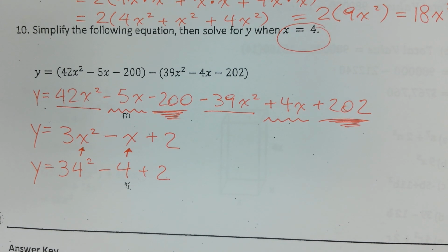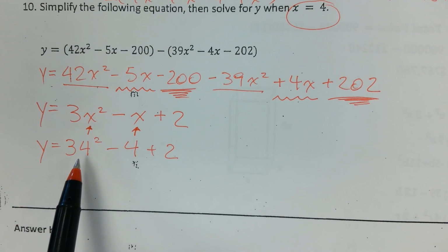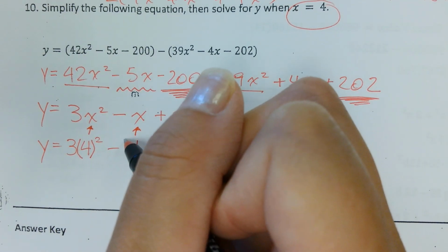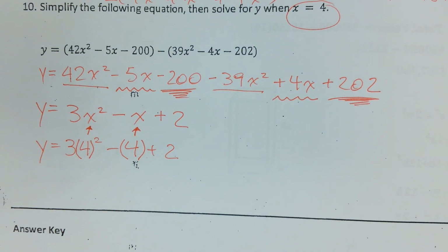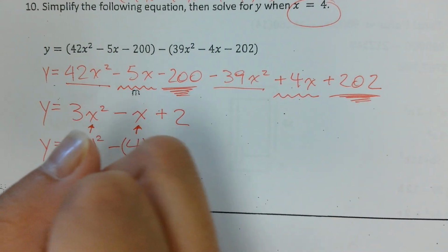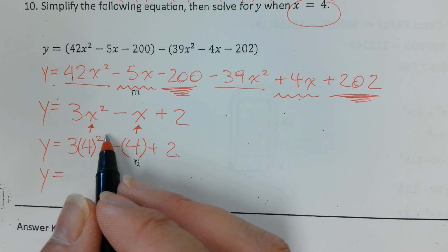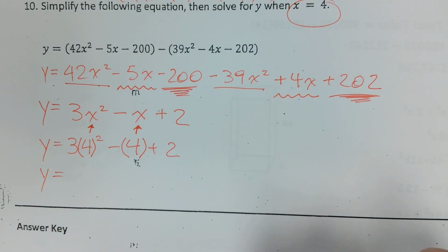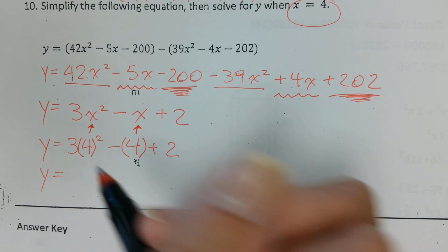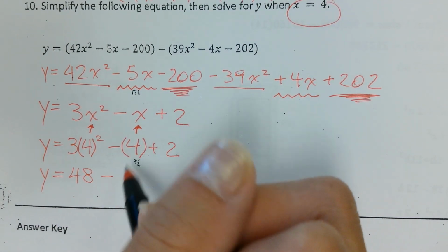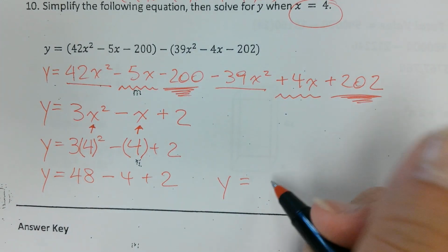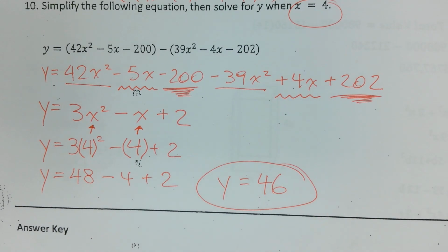But yeah, Mohini. Brackets. Notice here, it looks like 34 squared. Is that what we want? No. That's why you need brackets. Whenever you substitute, you need brackets. So now we know this means 4 squared, then times 3. 4 squared is 16. 16 times 3, 48. Thank you. Minus 4 plus 2. So y equals 46. That's your final answer.